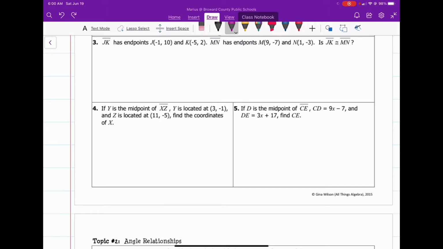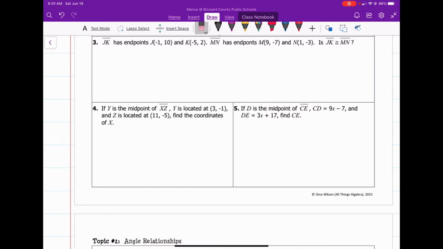First thing I want to point out is this symbol right here. In case you can't see it, it looks like an equal sign with a squiggly line on top. It's a symbol for congruent. Congruent means equal to or same as. So basically, they want to know, are the distances of each line the same? Are they equal?